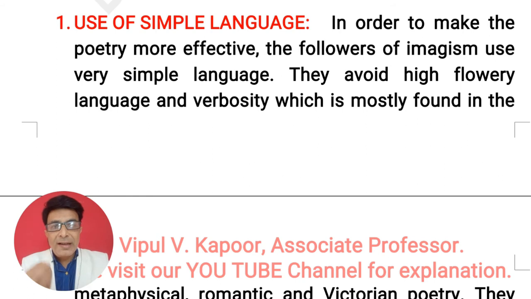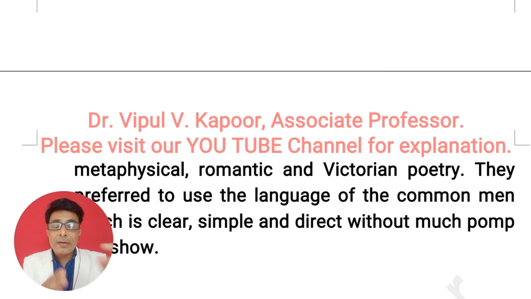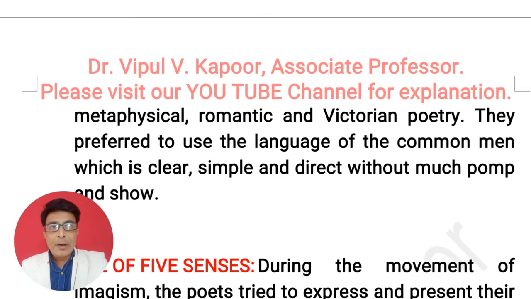They used the language of the common man. They tried to avoid verbosity or highly phraseological language. They were different from metaphysical poets or even romantic or Victorian poets. Why? Because metaphysical poets used very pedantic, highly phraseological, or very difficult language. That's why imagist poetry is in sharp contrast to metaphysical poetry, and also to romantic and Victorian poetry.